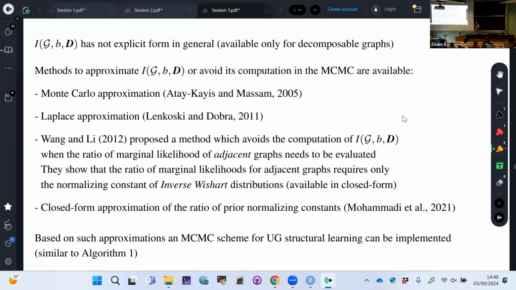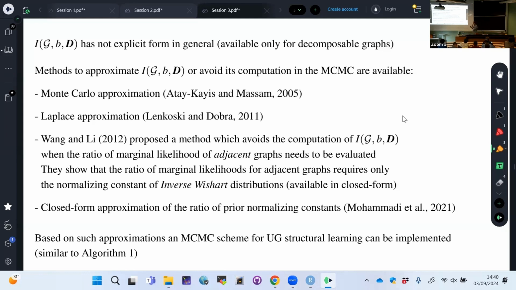So we need to approximate this normalizing constant. And here there are several possible contributions in this direction. For example, Monte Carlo approximations, this paper by Helen Massam and co-authors. There are Laplace approximations provided by Dobra and Lenkonsky.